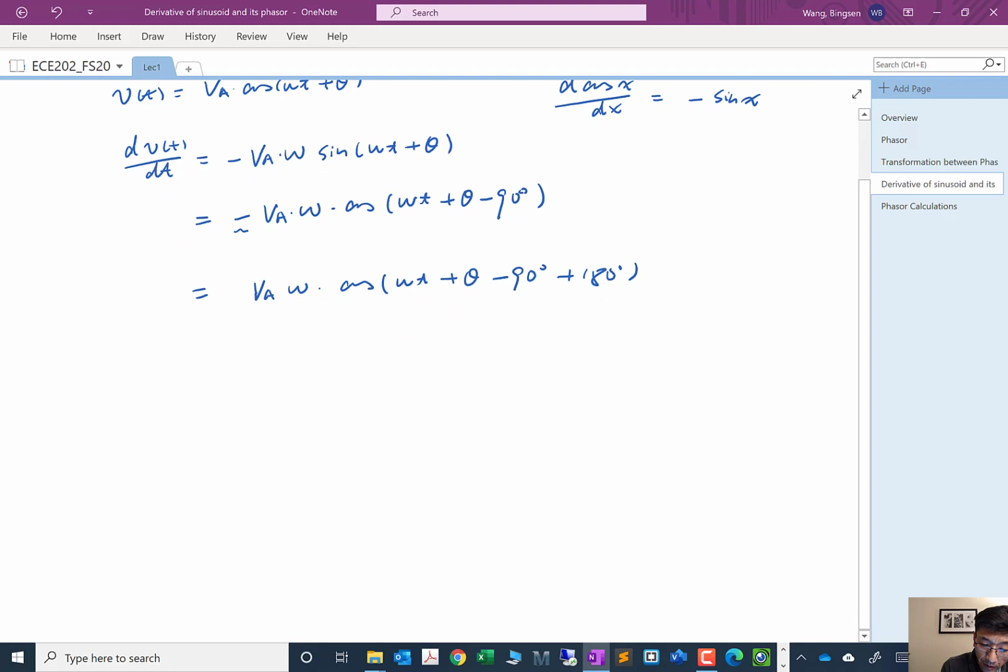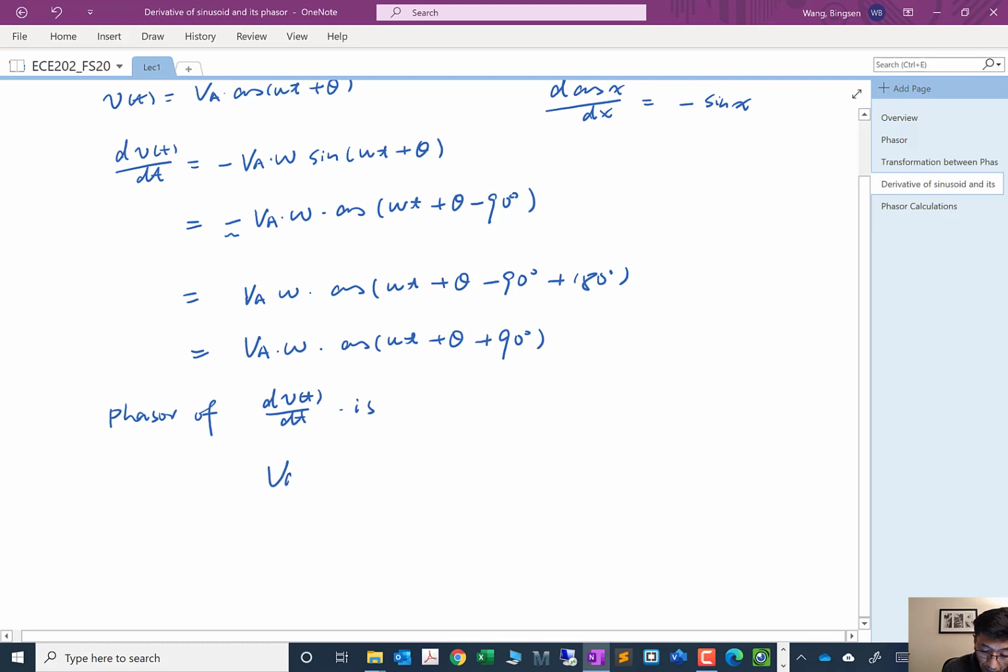So therefore, we have Va times omega times cosine(omega t plus theta plus 90 degrees). So this is the derivative, and the phasor of dv(t)/dt is, we take the magnitude, right? We take the magnitude Va times omega, and we take the phase angle, which is e^(j(theta plus 90 degrees)).